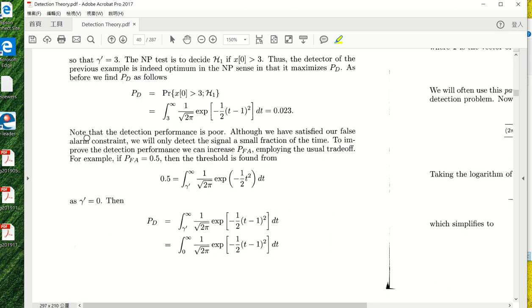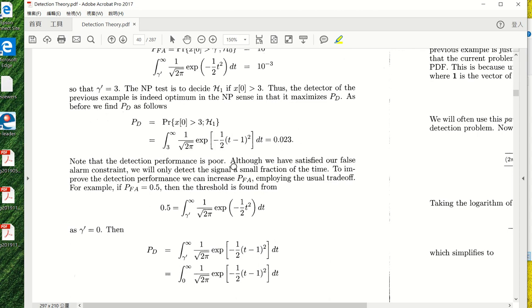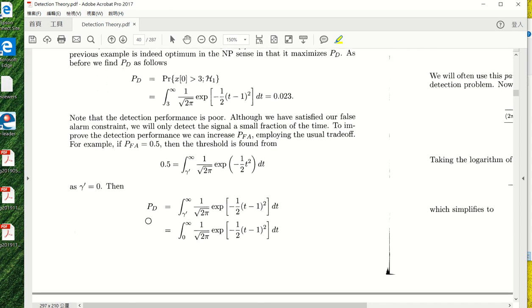Alright. Notice that the detection performance is poor because PD is very small. We usually expect PD to be something large, for example 0.9 or 0.8, but now we have a very small PD. The reason is that we put a very strict requirement on PFA. Our PFA is very small, and as a result PD is very small. Although we have satisfied our false alarm constraint, we will only detect the signal a small fraction of the time. To improve the detection performance, we can increase PFA. That is usually a trade-off. For example, if PFA is 0.5, we do it again. The threshold is found to be gamma prime equal to 0, found from this equation. Then we calculate PD again.